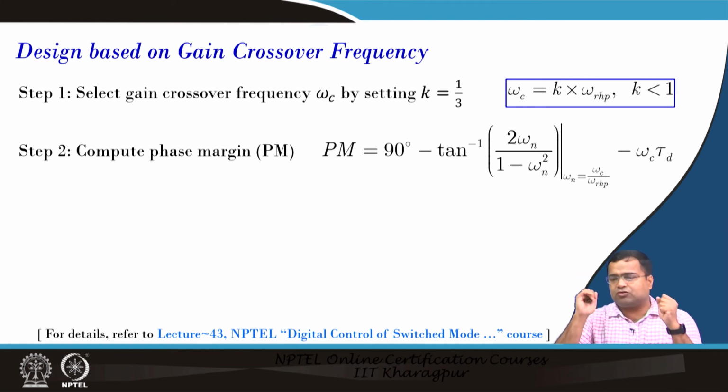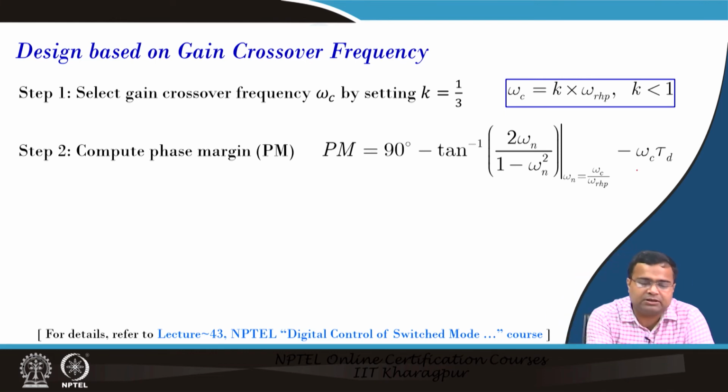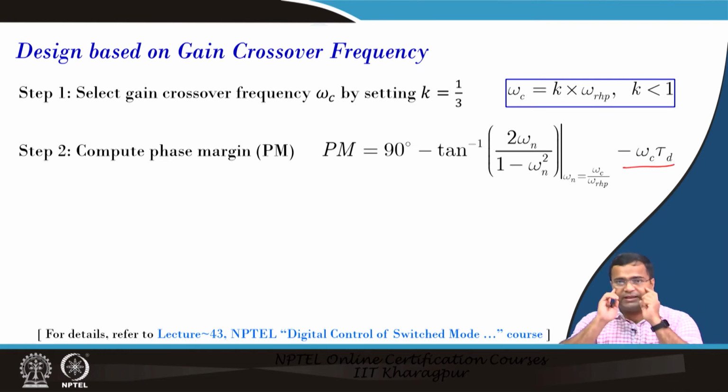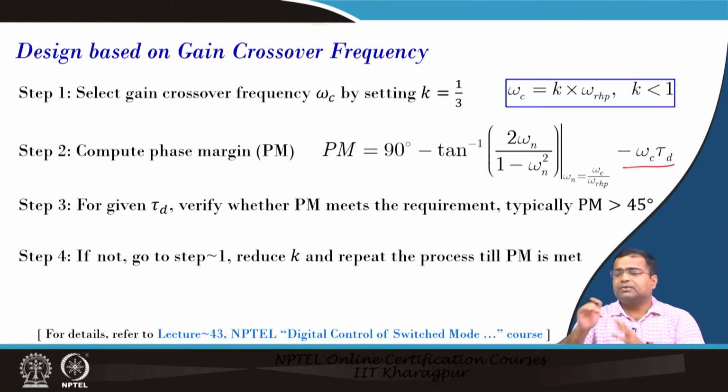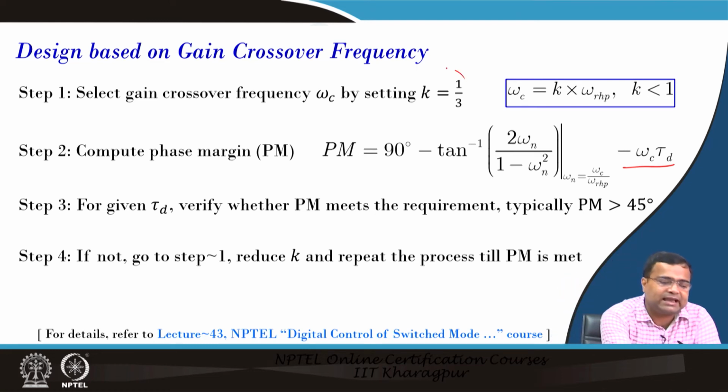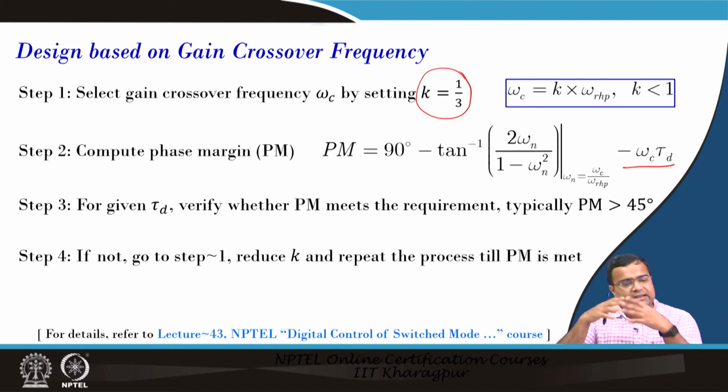But in the case of digital control, we have an additional term coming in, that is additional phase lag due to the delay in the ADC conversion and controller computational time. So, we have to accommodate that, and then check whether for the given time delay you are able to meet the required phase margin of at least 45 degrees or above. If not, then we have to again reduce the crossover frequency by scaling down this factor, and then iterate the same steps and check whether the phase margin is met or not.